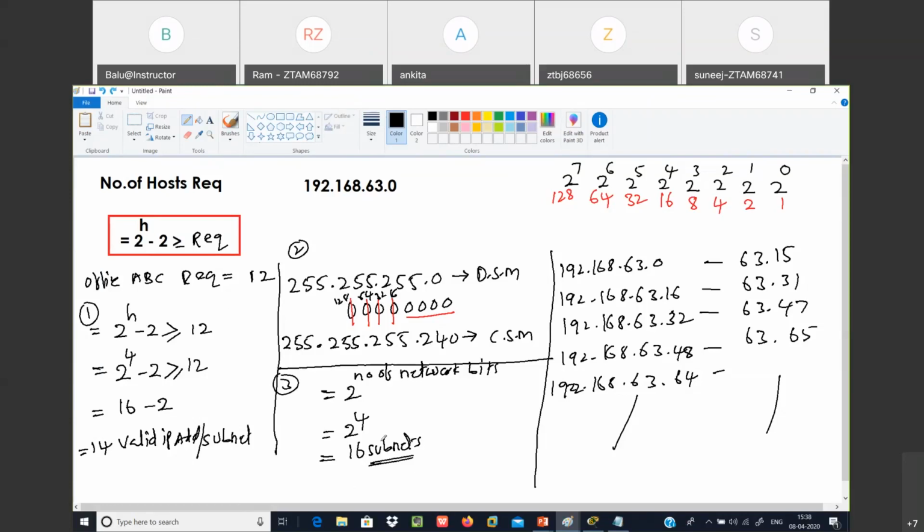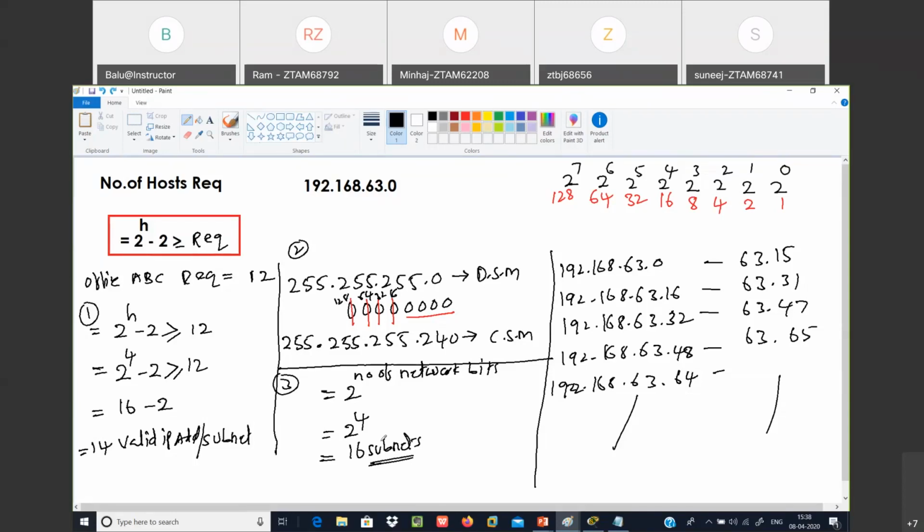One question, sir. 2 power H minus 2 we did, so we know we remove one broadcast ID and network ID. So minus 2 we already did. But now in step 3 we are calculating how many subnets. Is it because it is a subnet within a subnet? That's why, because we already removed -2, we are not calculating it here one more time. So in the number of subnets, we don't need to remove anything, right? No -2. -2 is only for host calculation, not for the network calculations.